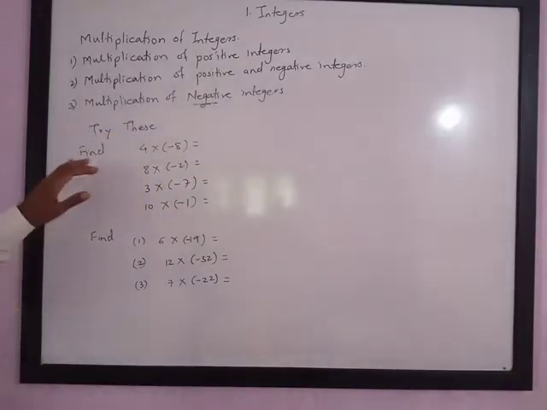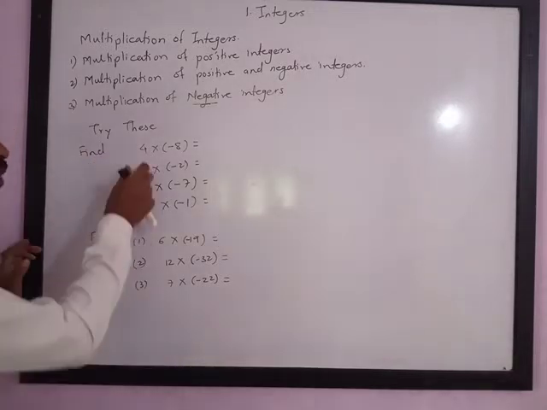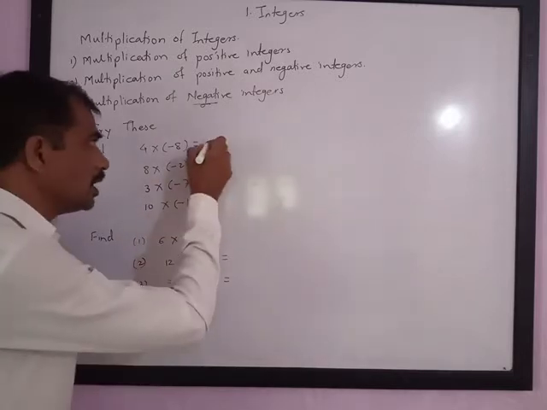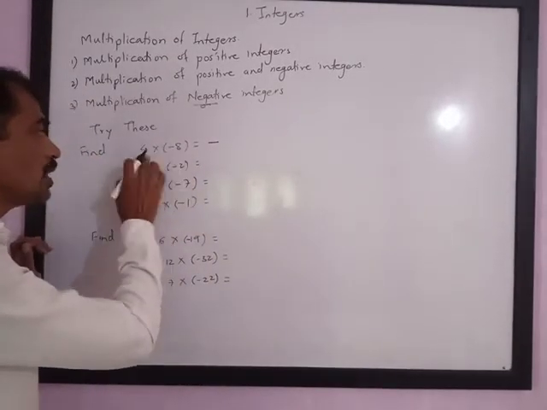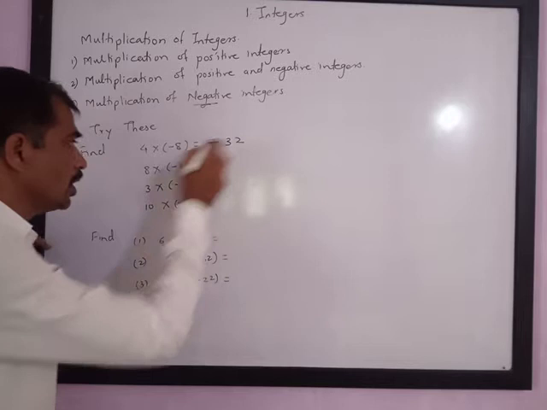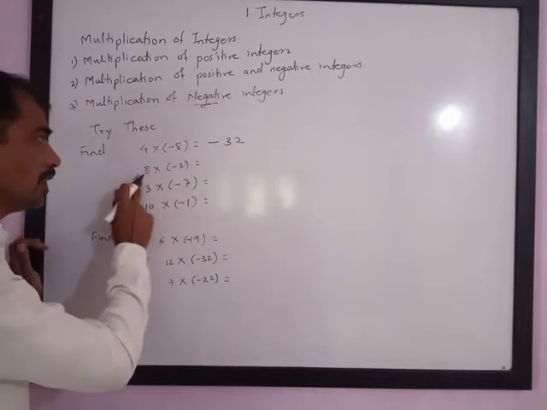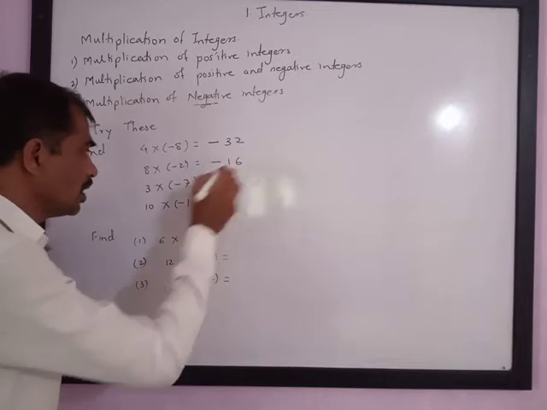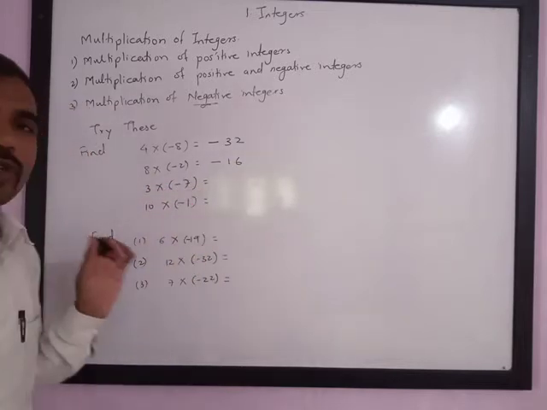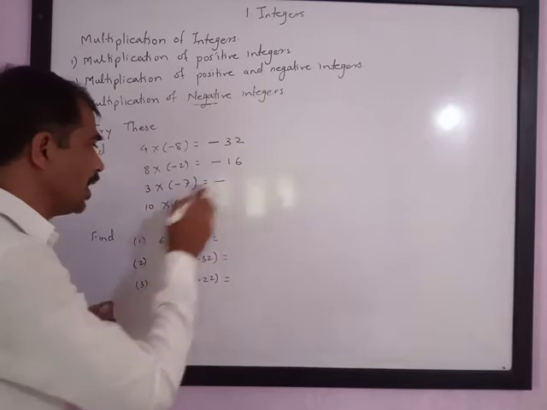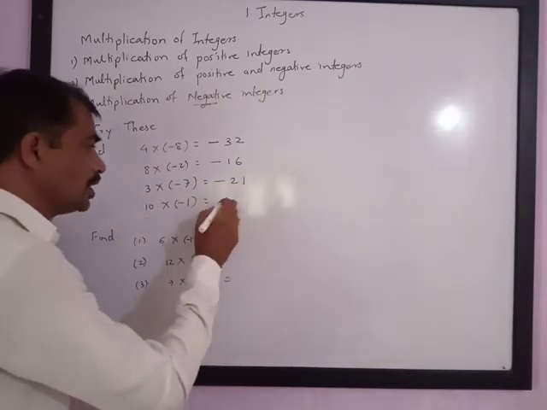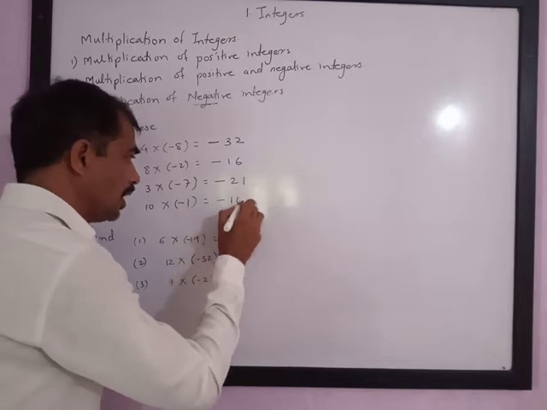Next, let us understand this. Please understand, one integer is positive, one integer is negative, hence the answer will be negative. Then 4 8s are 32. Here also one integer is positive, one integer is negative, hence the answer will be negative. 8 2s are 16. Then here also one integer positive, one integer negative, the answer will be negative. 7 3s are 21. Here one integer positive, one integer negative, hence the answer will be negative.